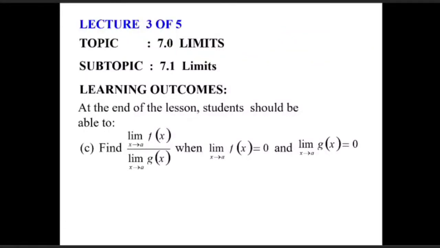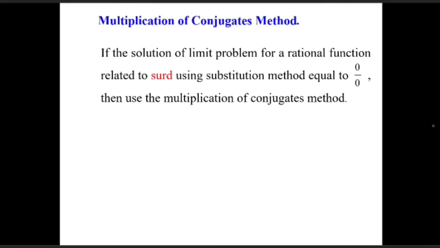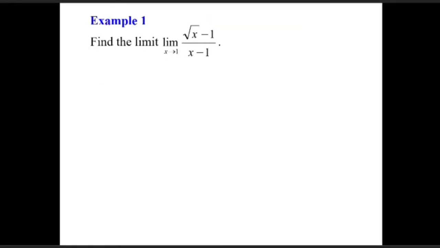Hi, in today's lecture, we will also learn about finding the limit when we substitute the value and get 0 over 0. In the previous lecture, we learned that if it's 0 over 0, then we have to use factorization. But in this lecture, we will look at another method of finding the value of the limit, which is the multiplication of conjugates method. We use this method whenever the function is related to surds. Let's go ahead to the examples.